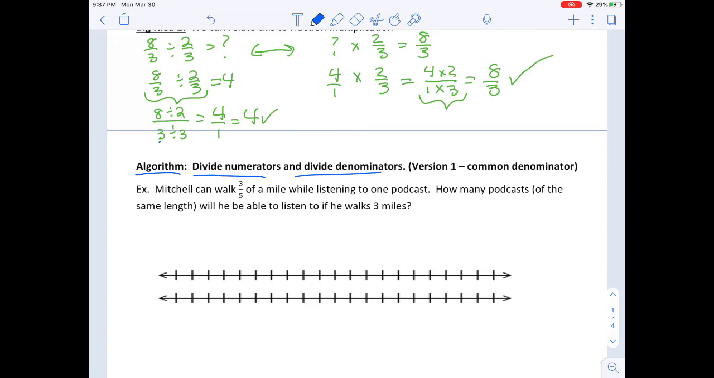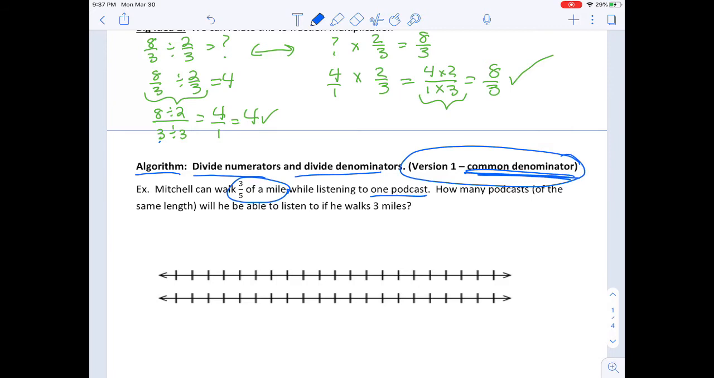We're going to look at another problem that looks like the one above because it has a common denominator. Mitchell can walk 3/5 of a mile while listening to one podcast. How many podcasts of the same length will he be able to listen to if he walks 3 miles? Well, if I think about how to solve this, 3/5 of a mile is one podcast, another 3/5 of a mile is another podcast, and so on. So I'm going to be measuring out 3/5 of a mile until I get to 3 miles.